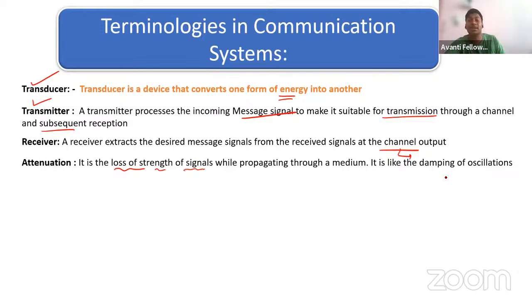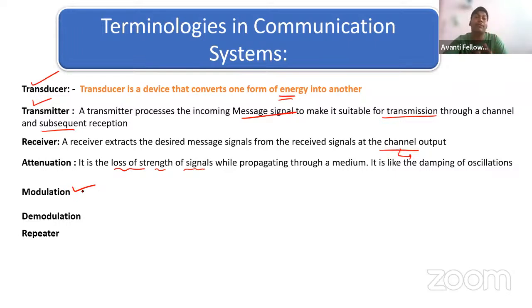As you already studied, simple harmonic motion has no attenuation and no energy loss. In damped harmonic oscillation, the energy is lost; it decays by an exponential factor. Similarly in this case, signals also decay, and we get signals with very low strength. To overcome this attenuation, we will modulate the signal and amplify the signal.